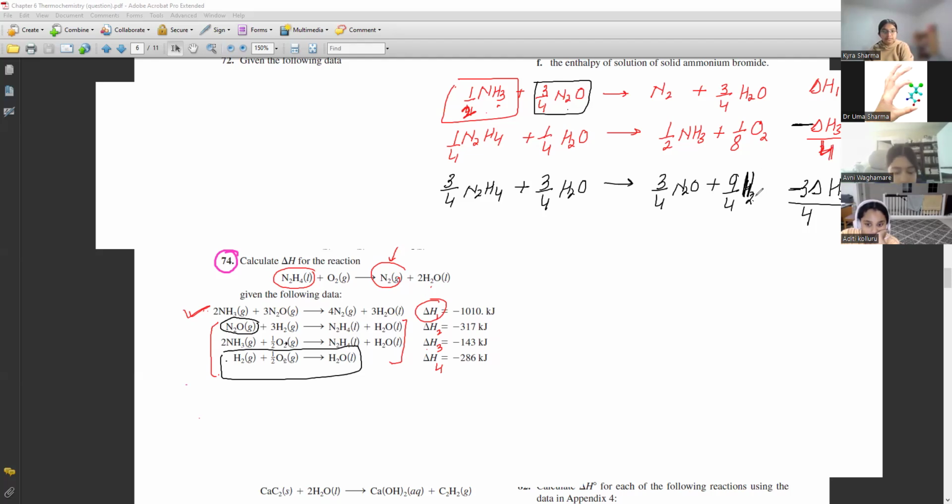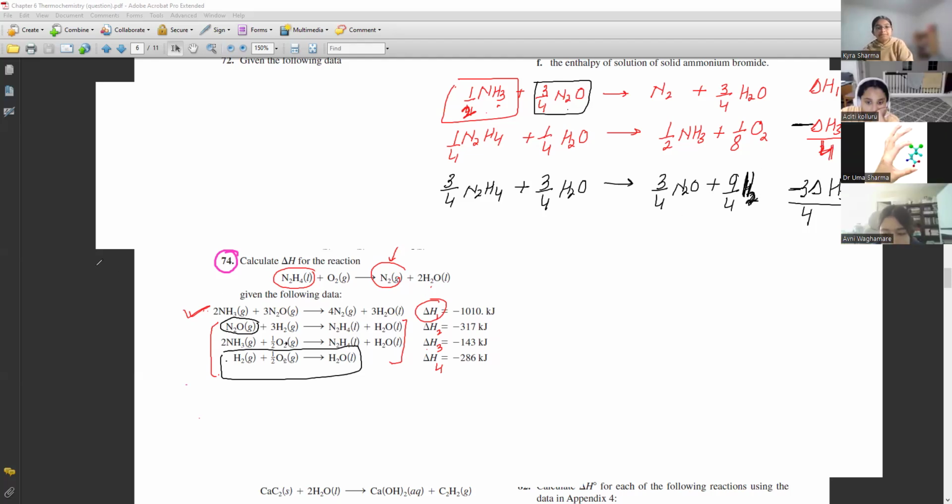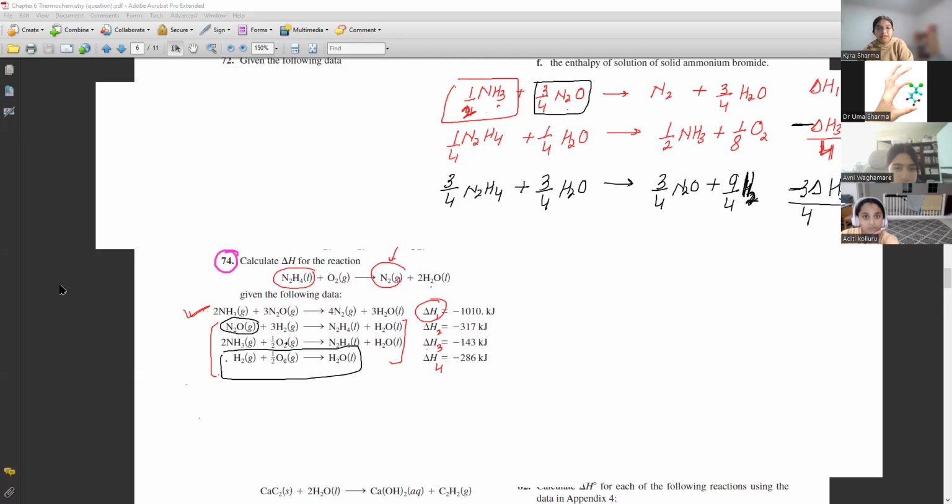Kyra, can you help me how to take care of this H2? You would use the fourth equation and you would have 9 over 4 times delta H for H2, times 9 over 4.